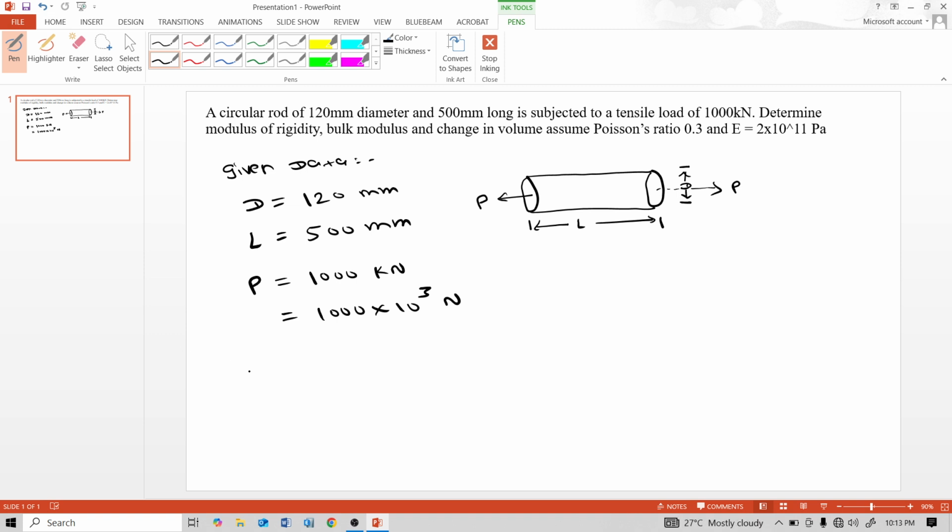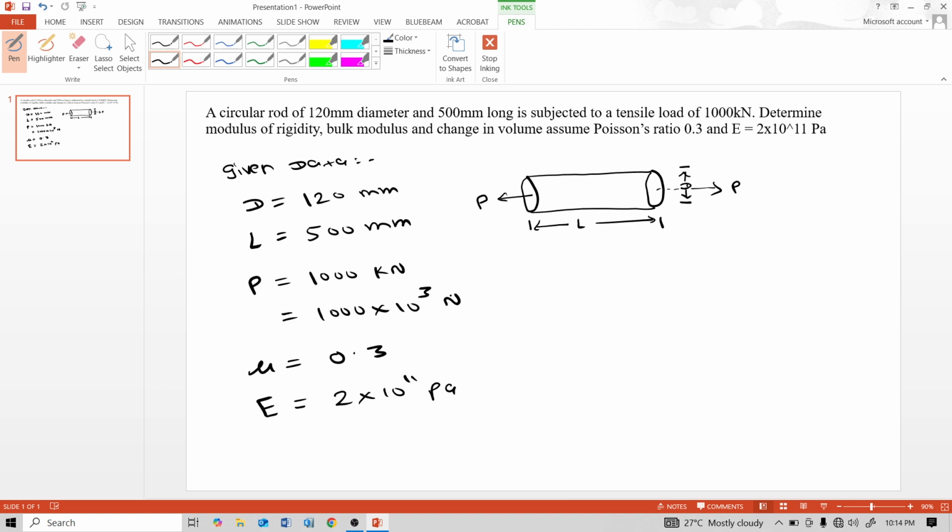Assume Poisson's ratio mu is equal to 0.3. Poisson's ratio is lateral strain to the longitudinal strain, and for that rod material Poisson's ratio is 0.3. Young's modulus is stress upon strain and is 2 into 10 raised to 11 Pa.